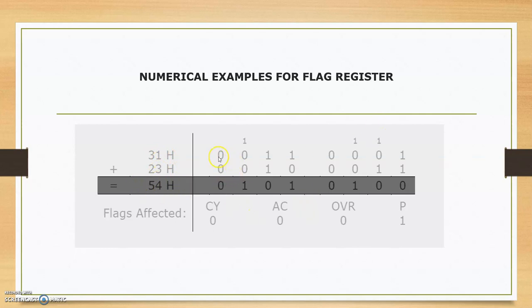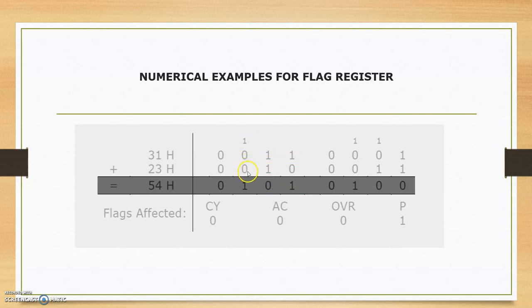So that is 31, that is 0011 0001, and 23, that is 2 is 0010, and 3 is 0011. So we are doing this addition: 1 plus 1, you get 0 with carry 1, and 1 plus 0 plus 1, you get 0 with carry 1. So 1 plus 0 plus 0, you get 1. 0 plus 0, 0. 1 plus 0, that is 1. 1 plus 1, you get 0 with carry 1.